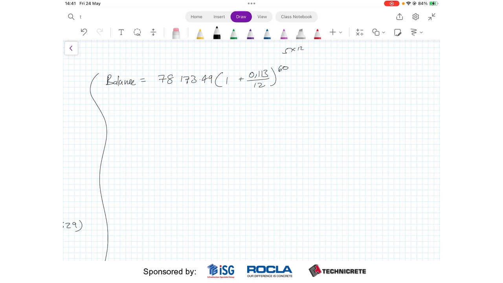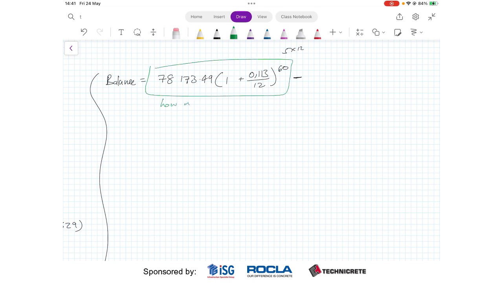Now this expression here, let me just use a different color, will give you the amount of interest that the loan gains over a period of 5 years. It'll tell you the value of the loan in 5 years, and you minus that. Let me just write that down.